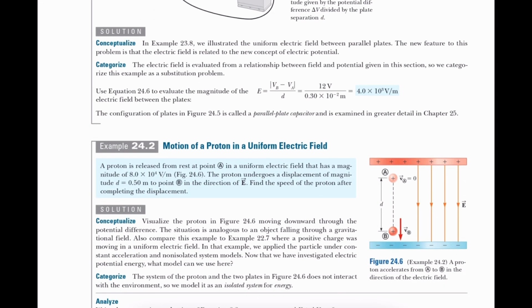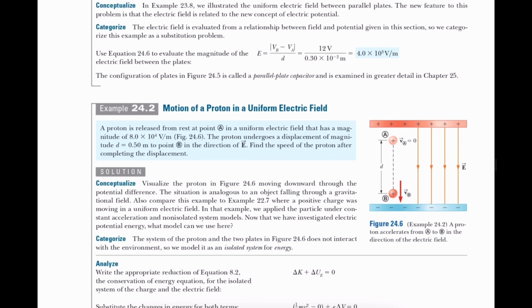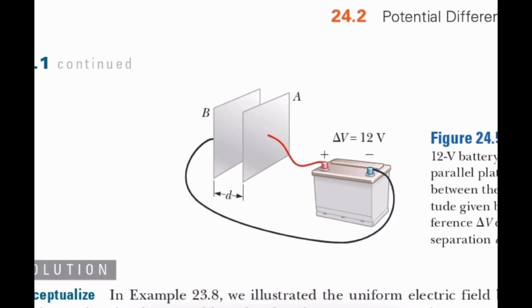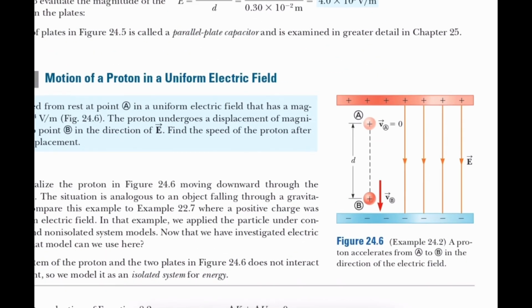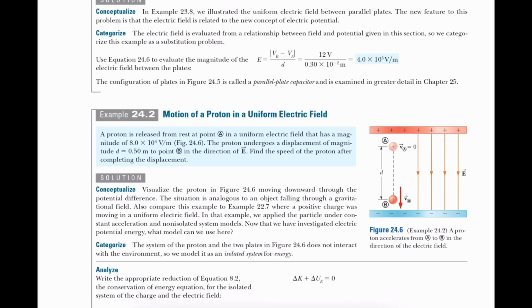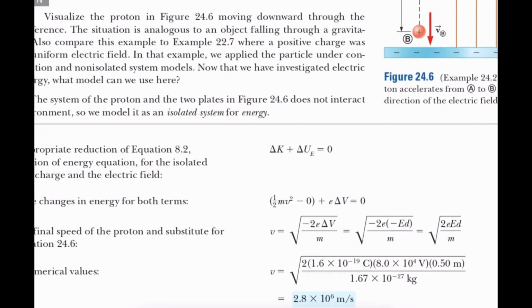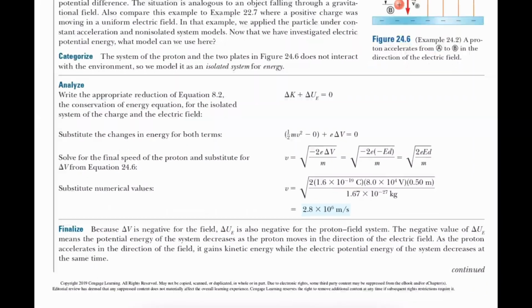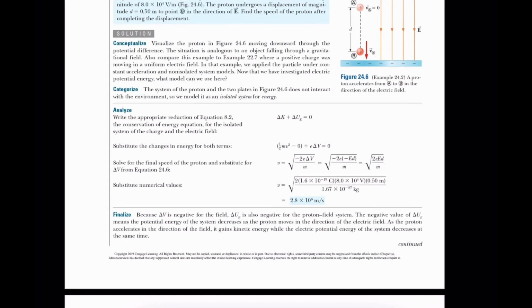Here they have motion of a proton in a uniform electric field. So we have the proton, it is placed inside of maybe some capacitor plates like this. It's connected to a battery. Maybe it's just placed in a uniform electric field and you're given the potential difference across the points that it's traveling, A and B. Here they use the energy formulation to solve for the velocity. You can see how fast the electron is going, or the proton.